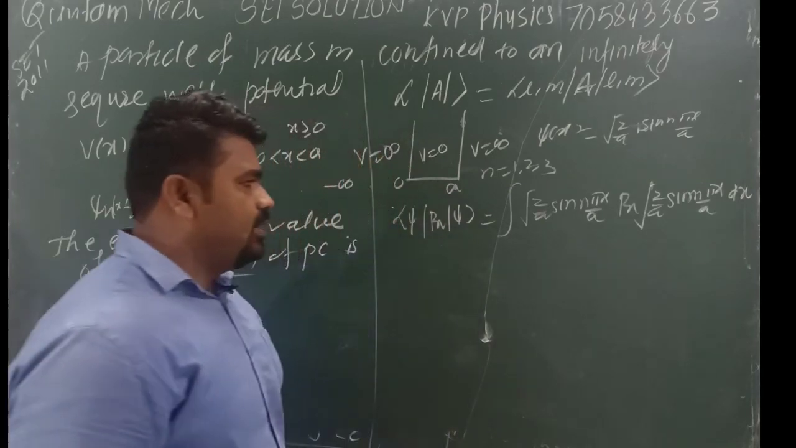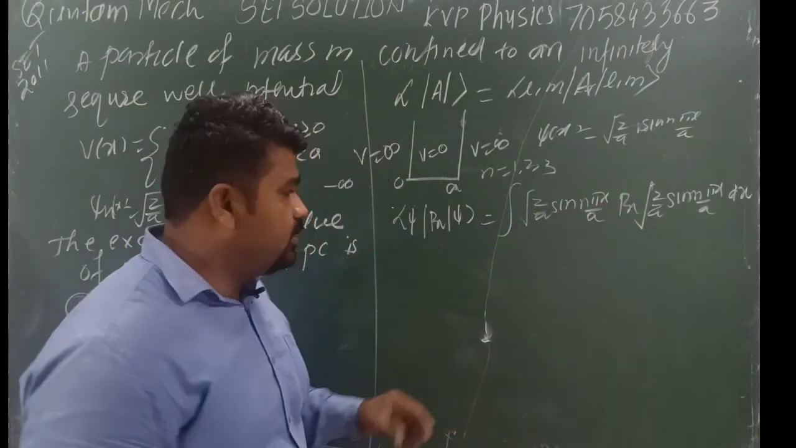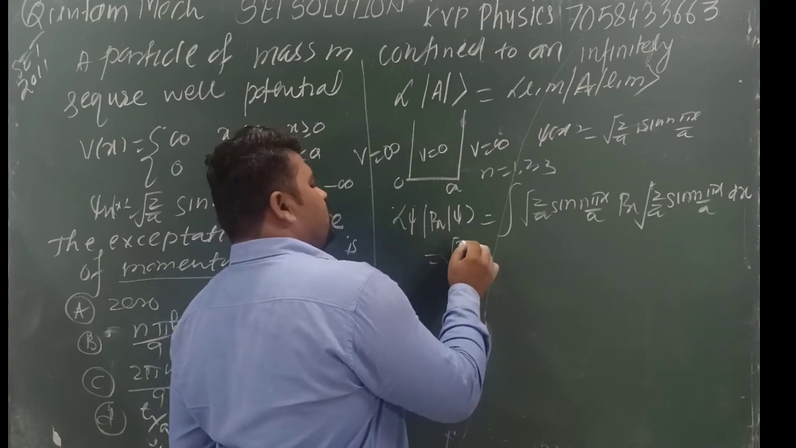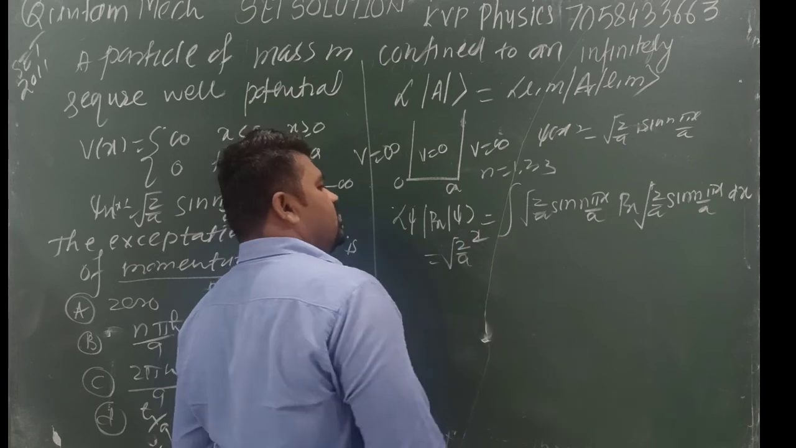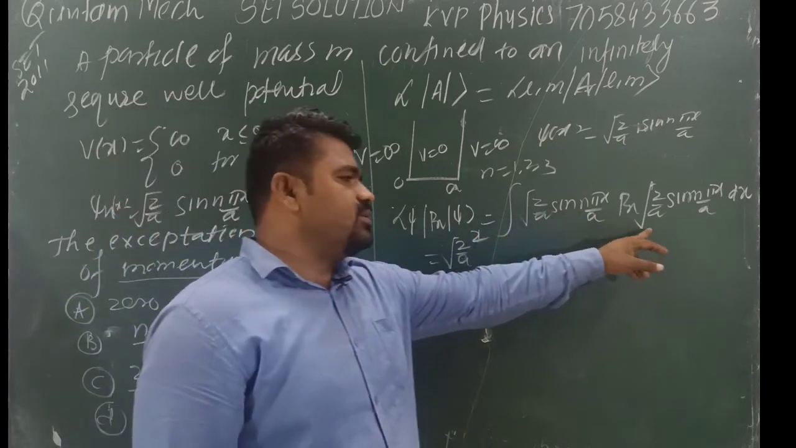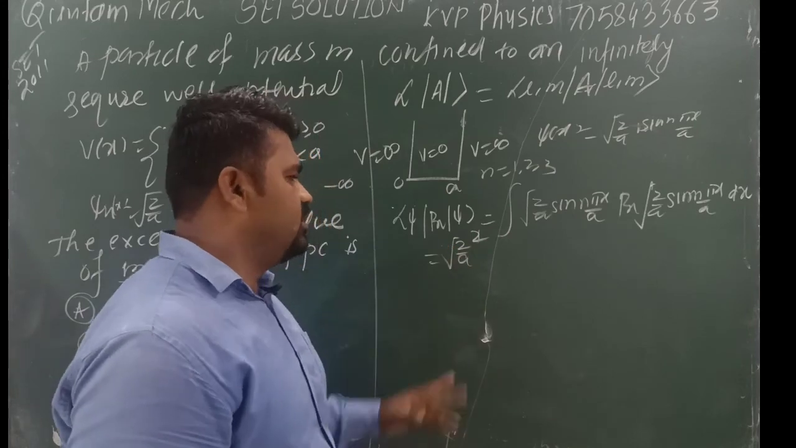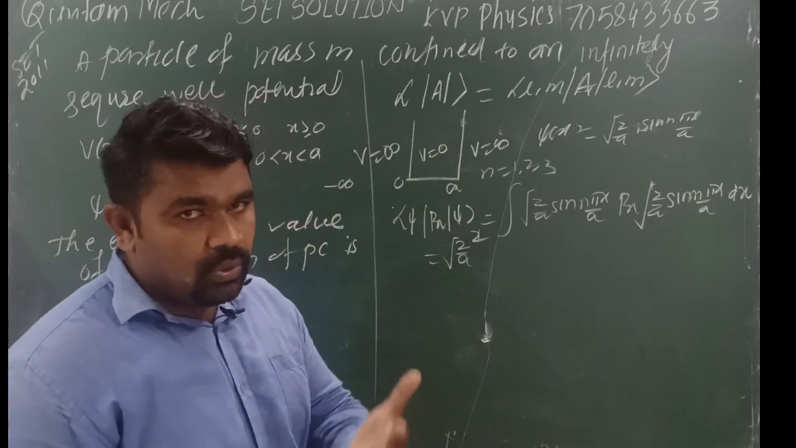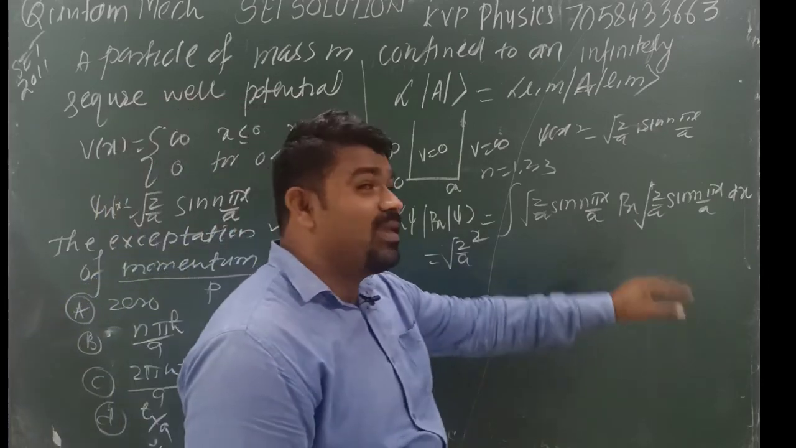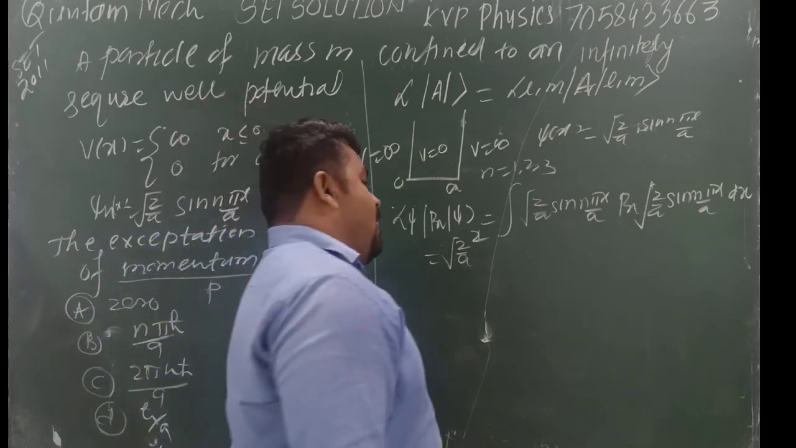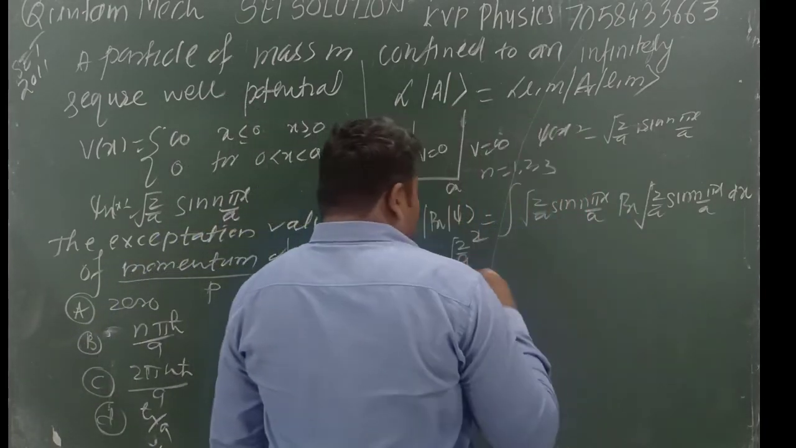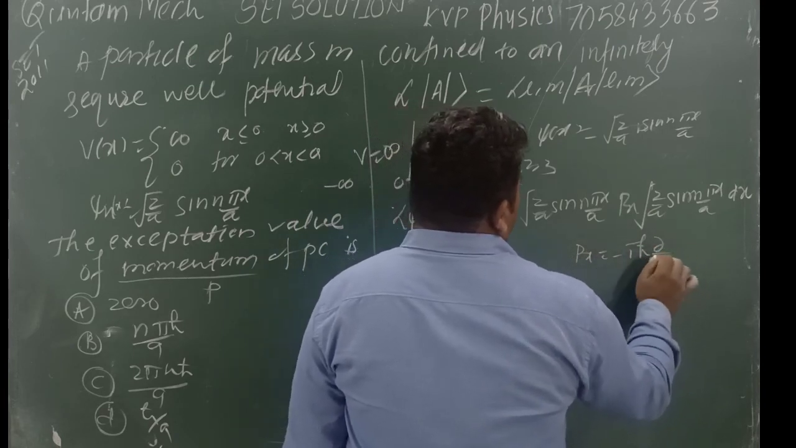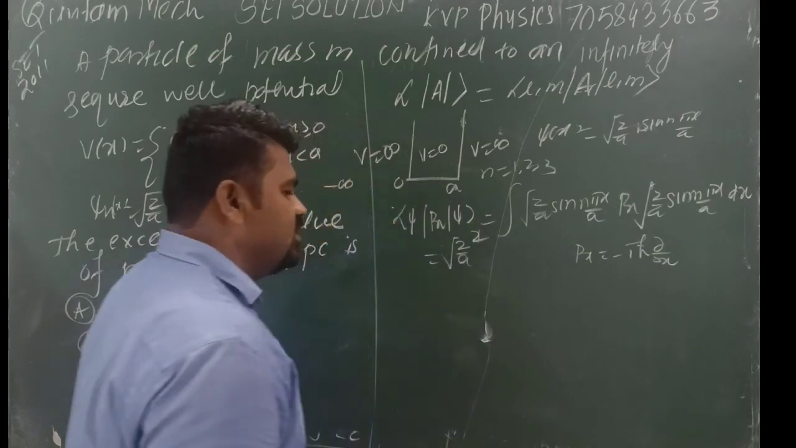Got it? Now here root 2 upon a is common, so take it out. Root 2 upon a times root 2 upon a: the power of each root is 1, and multiplying gives power 2. Can we take the sine common out? No. Why? Because of px. We know that px is the momentum operator, minus i h cross dab upon dab x.